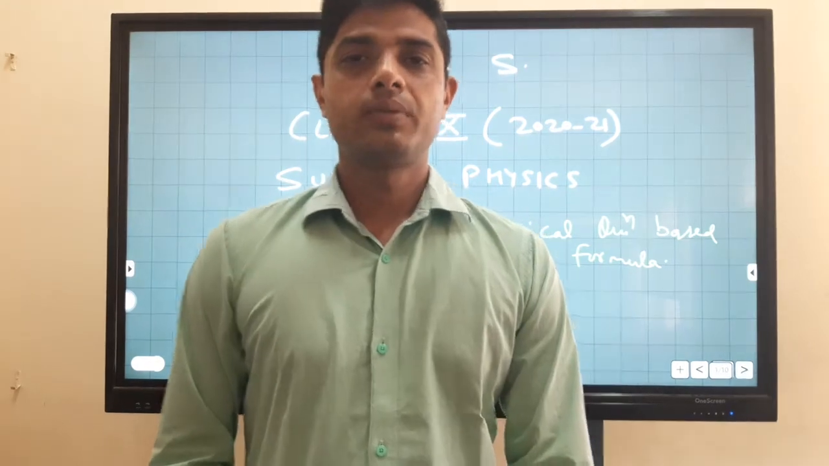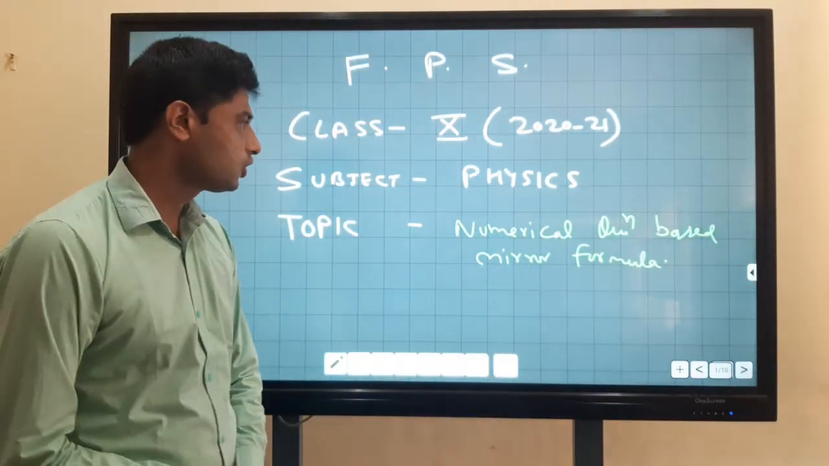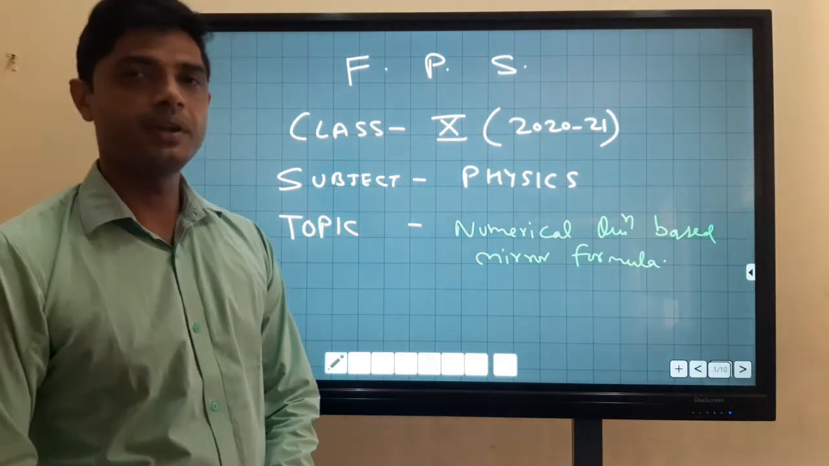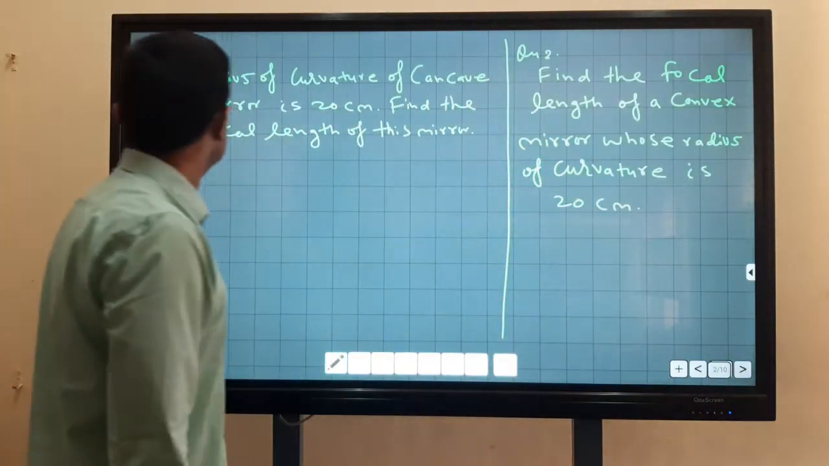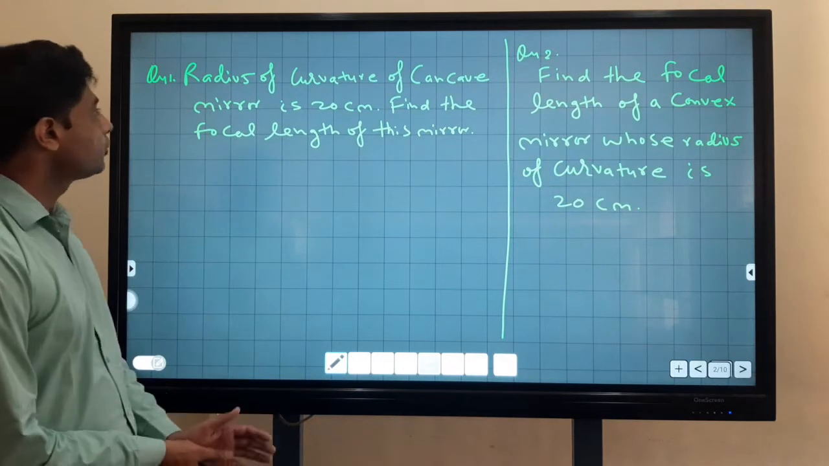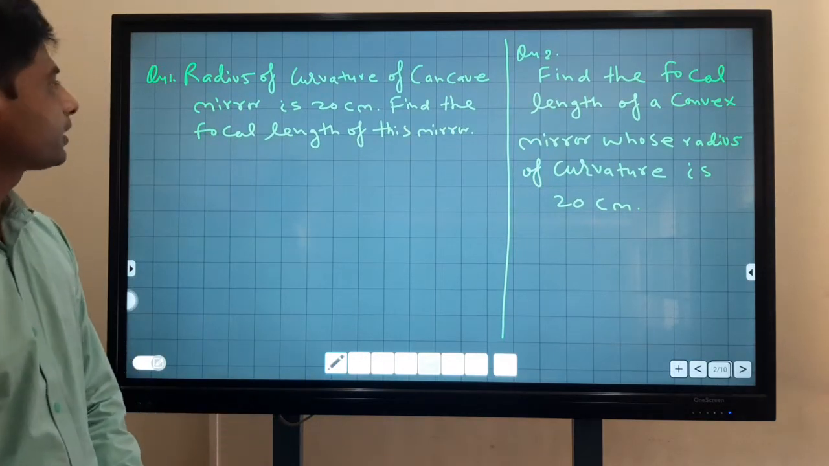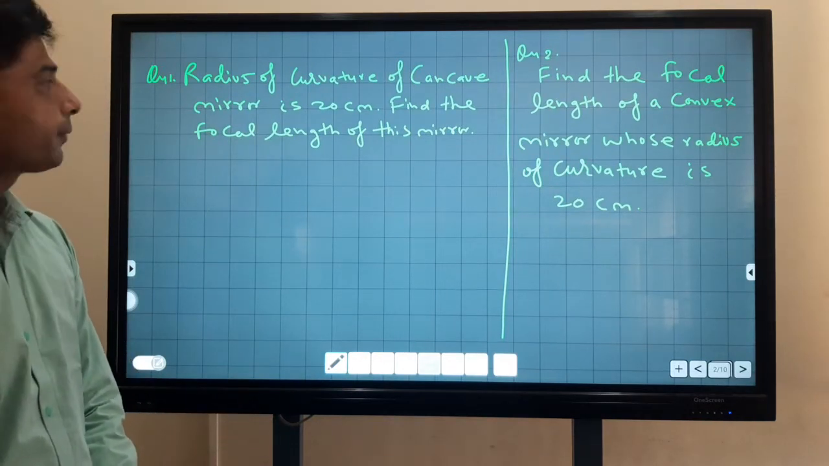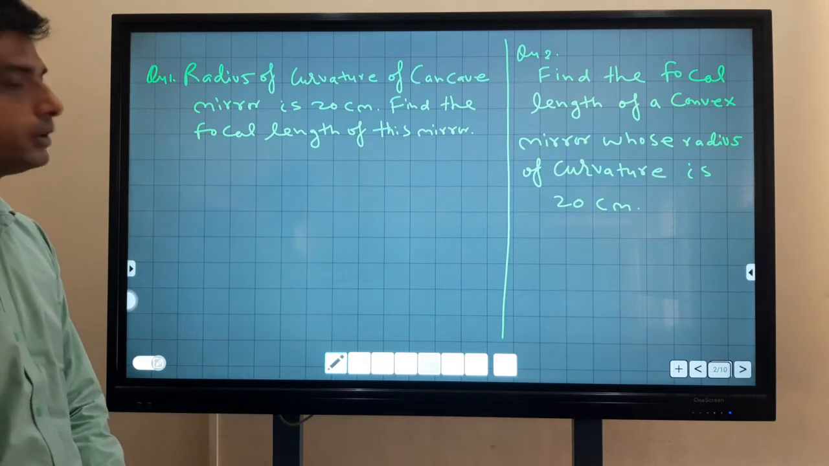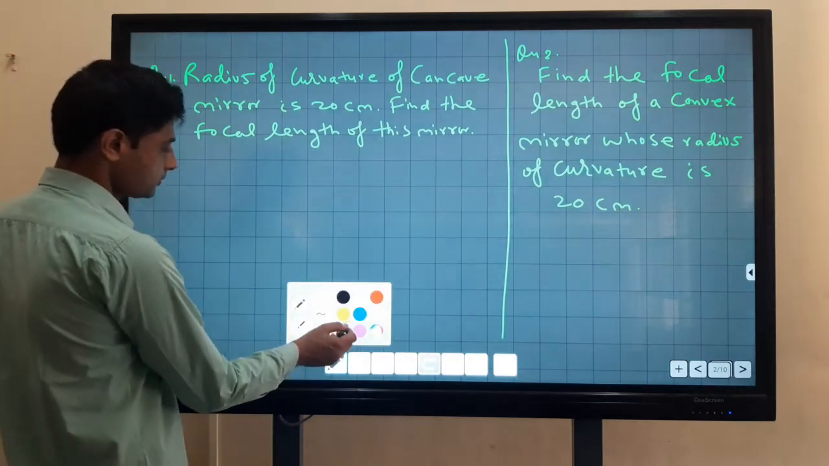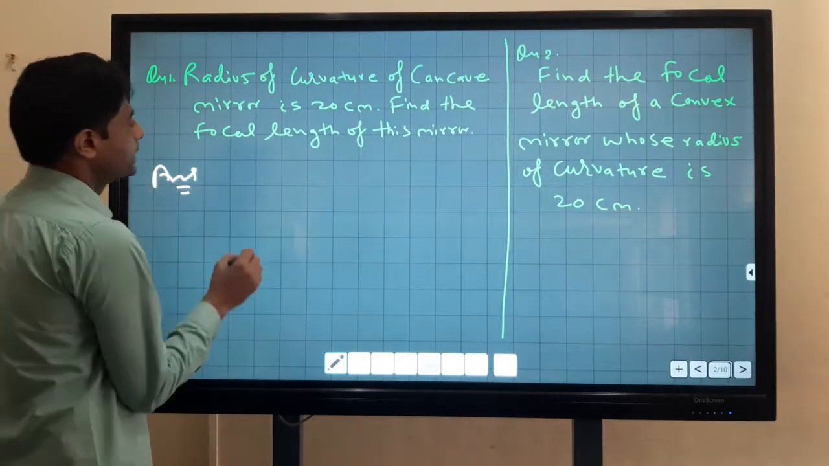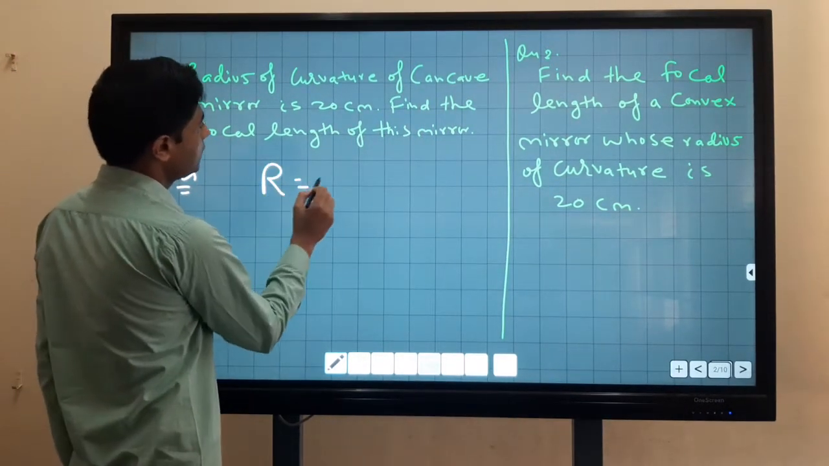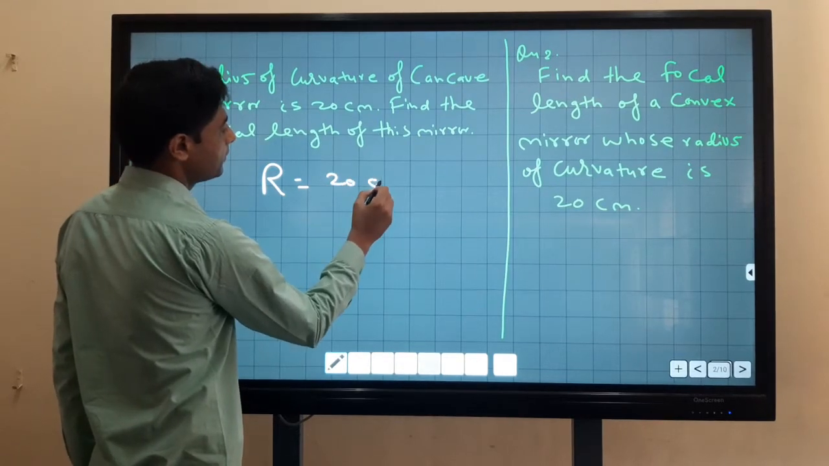Today I am going to take a lecture for 10th class, and today's topic is numerical questions based on the mirror formula. Okay. Your first question: the radius of curvature of a concave mirror is 20 centimeter. Find the focal length of this mirror. Answer: radius of curvature equals 20 centimeter.